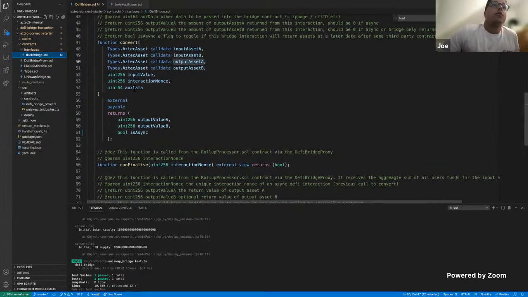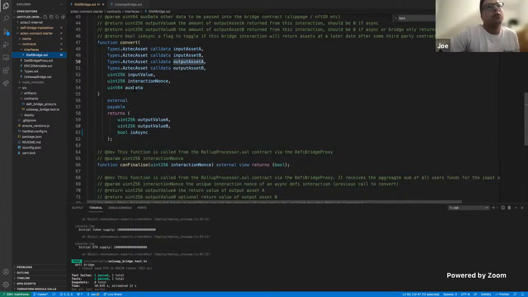It also has this AUX data field. So you can use the AUX data field to basically specify your price effectively. And this is all done via the client or the SDK, and ends up in the bridge contract.